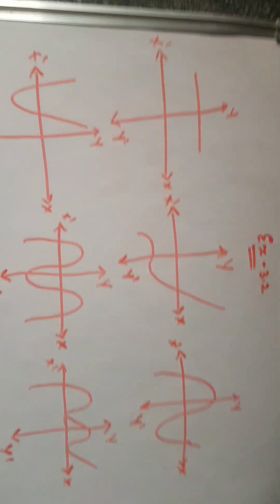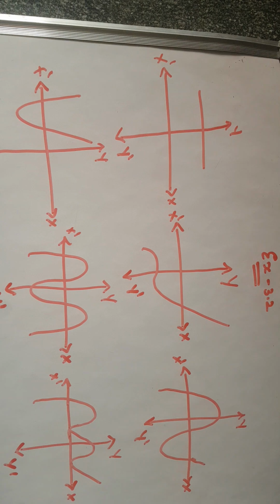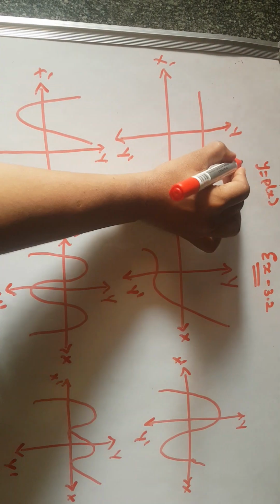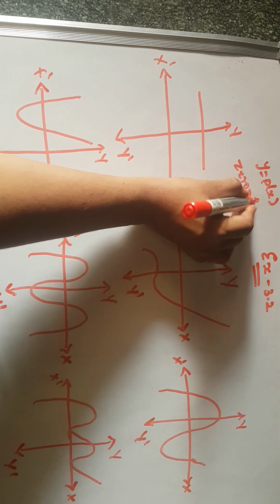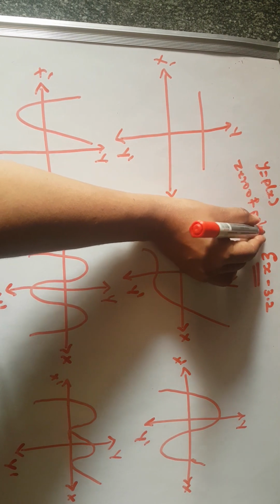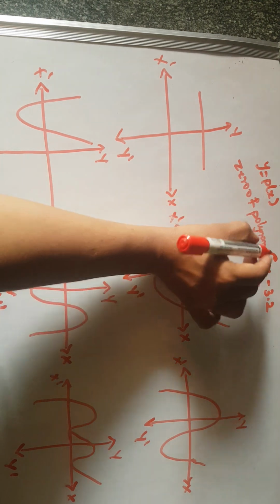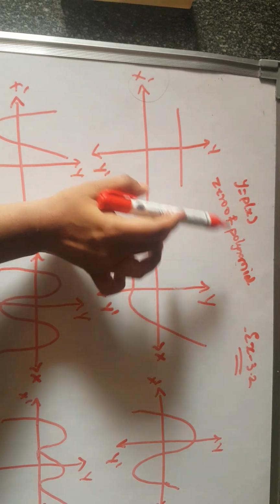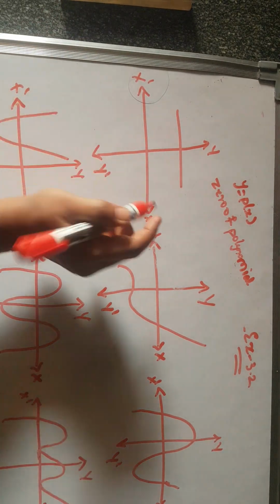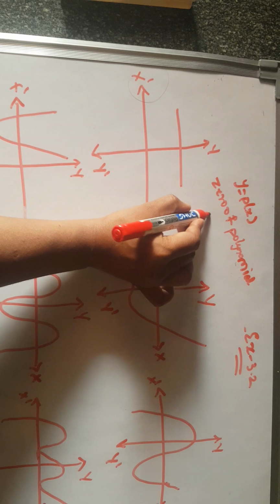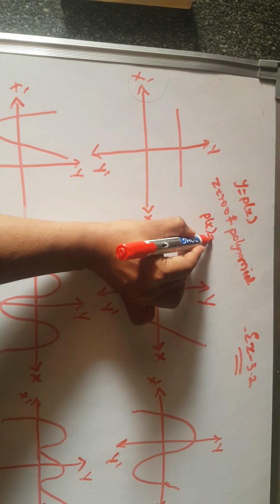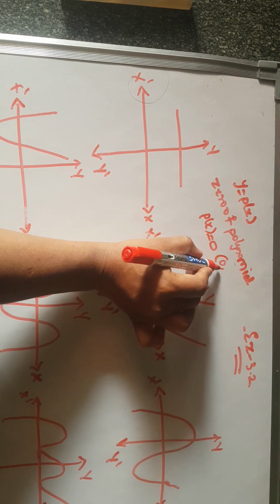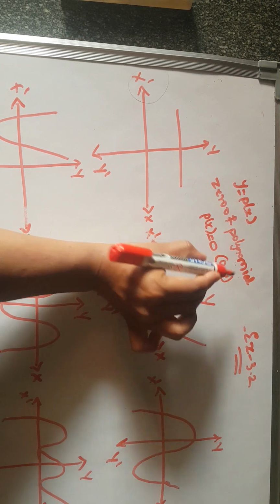Now let us continue. Here, given y equals p of x, we have to find the zeros of the polynomial. What is the zero of a polynomial? When p of x equals 0. Means here what is the value? x should be 0 and y can be any of the values.